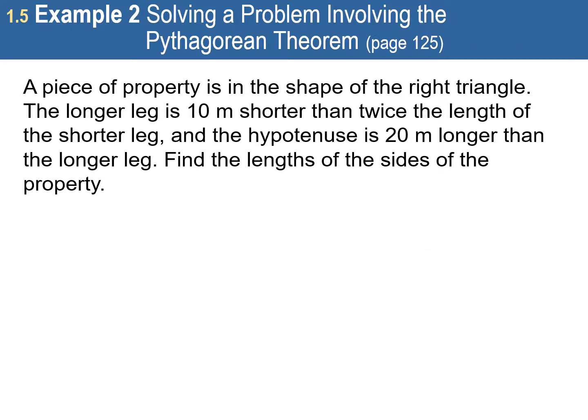So suppose you have a piece of property that's in the shape of a right triangle. The longer leg is 10 meters shorter than twice the length of the shorter leg, and the hypotenuse is 20 meters longer than the longer leg. Find the lengths of the sides of the property.